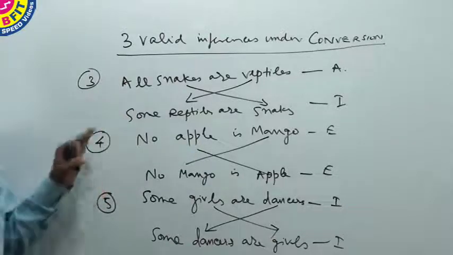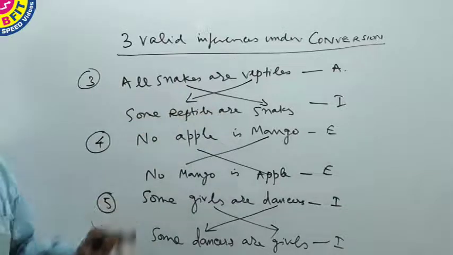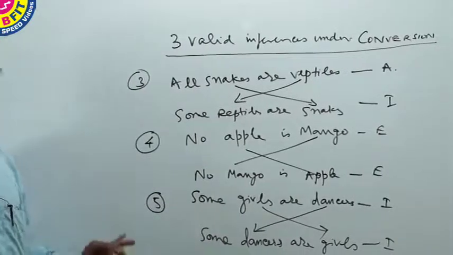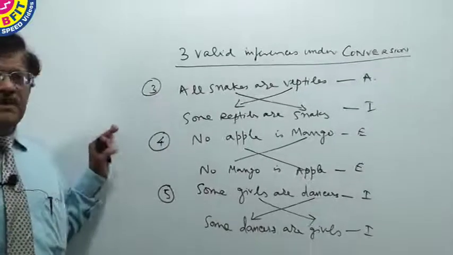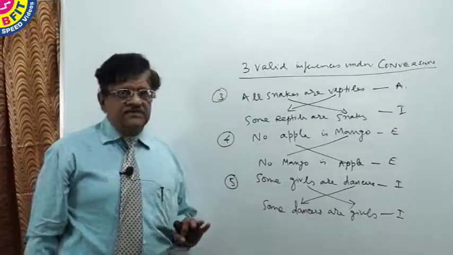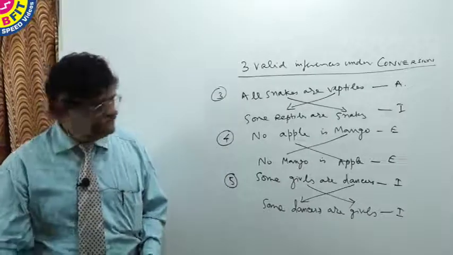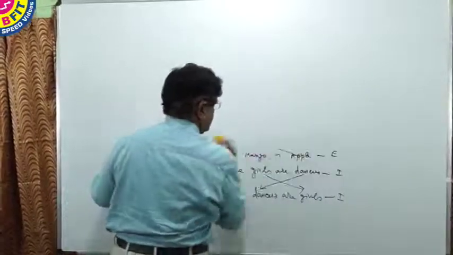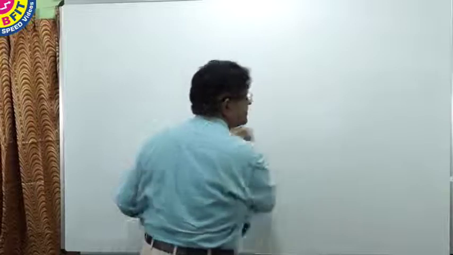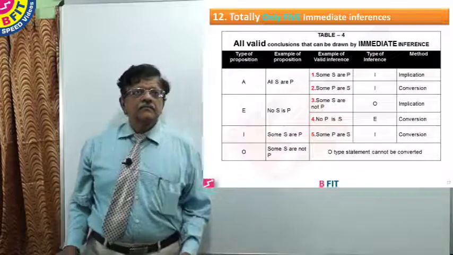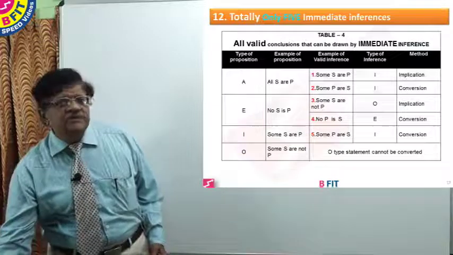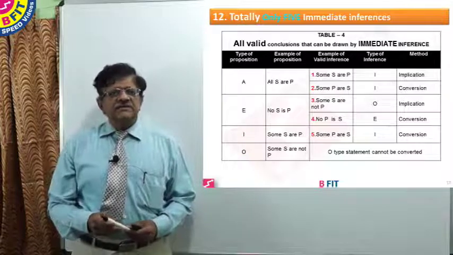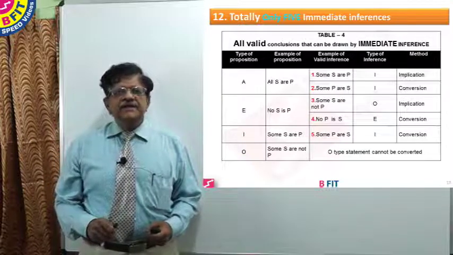All snakes are reptiles. Some reptiles are snakes. No apple is mango. No mango is apple. Some girls are dancers. Some dancers are girls. So in total, we have now seen 5 valid inferences. Now this table summarizes all the valid inferences you can draw under the immediate inference method.